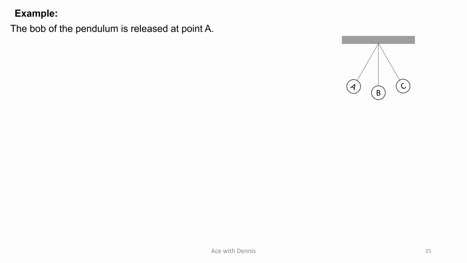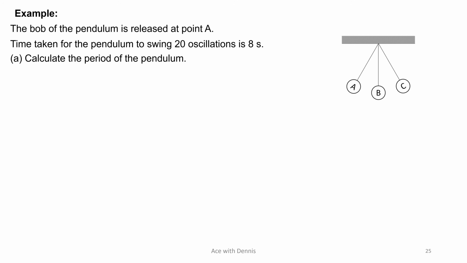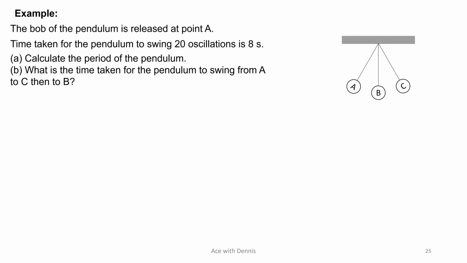Now let's look at an example. The bob of the pendulum is released at point A. The time taken for the pendulum to swing 20 oscillations is 8 seconds. Calculate the period of the pendulum, and what is the time taken for the pendulum to swing from A to C, then to B? The solution: the period of the pendulum is T20 divided by 20. For this case, 8 seconds over 20, and we get 0.4 seconds.